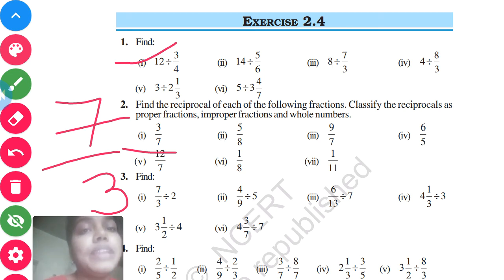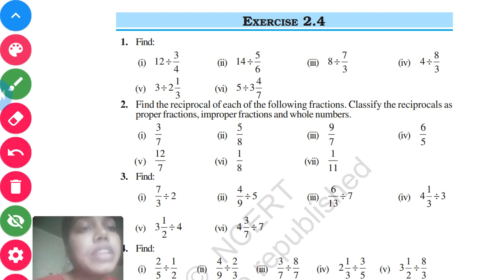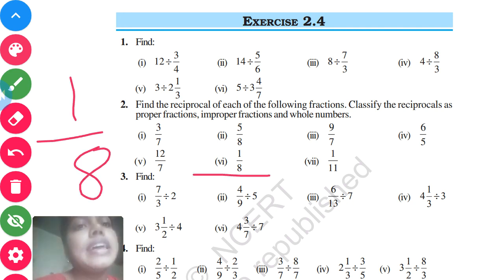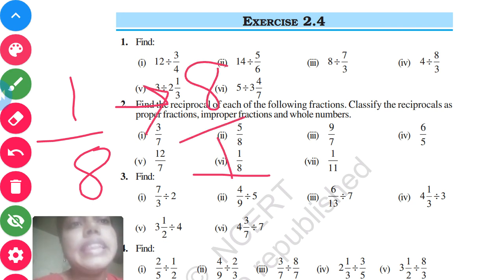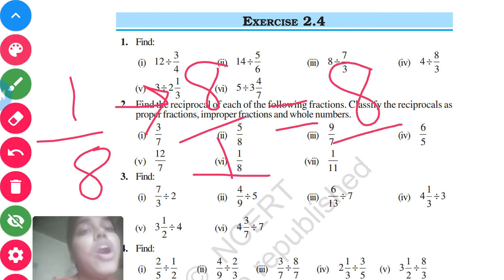One more example I would like to take here is the sixth one, that is 1 by 8. If I find the reciprocal of 1 by 8, it becomes 8 by 1. Anything divided by 1, the answer will remain the same. So I will write it as 8, and 8 is a whole number. I hope you have understood with these particular examples and you will solve the exercise comfortably.